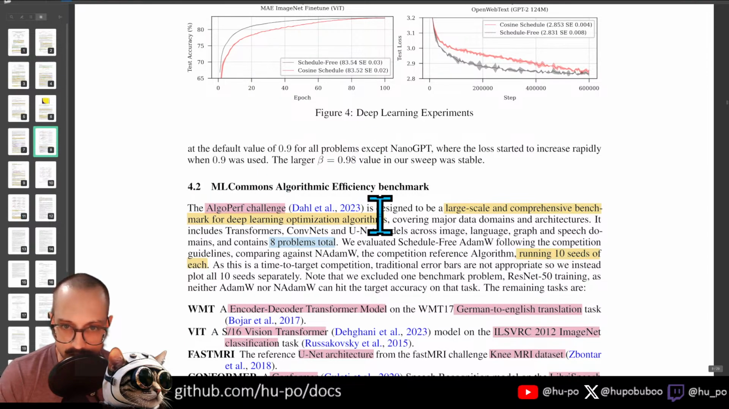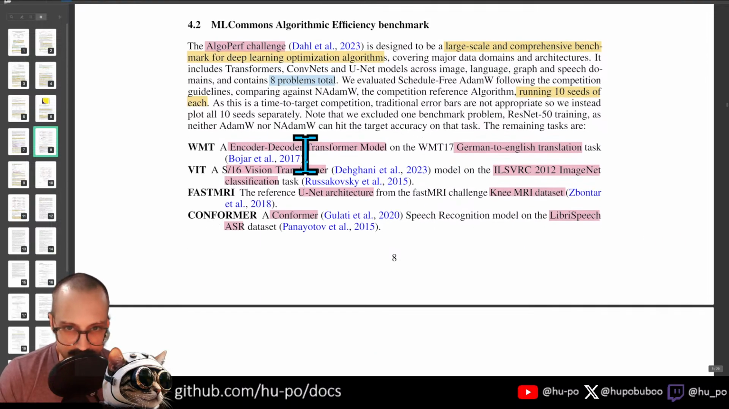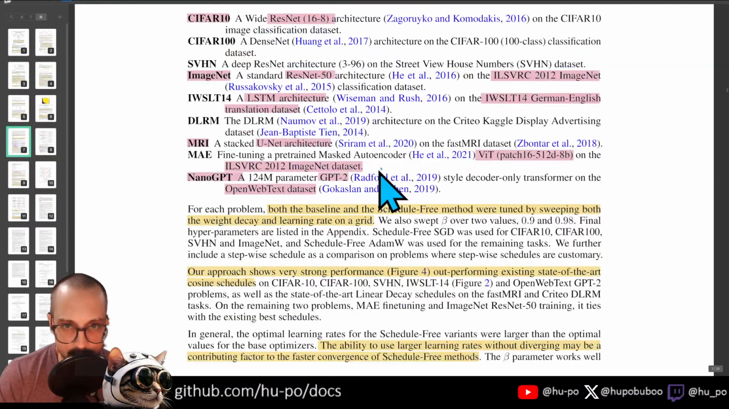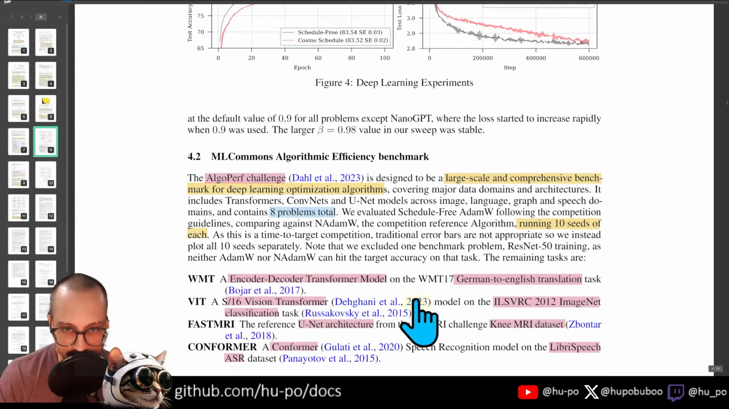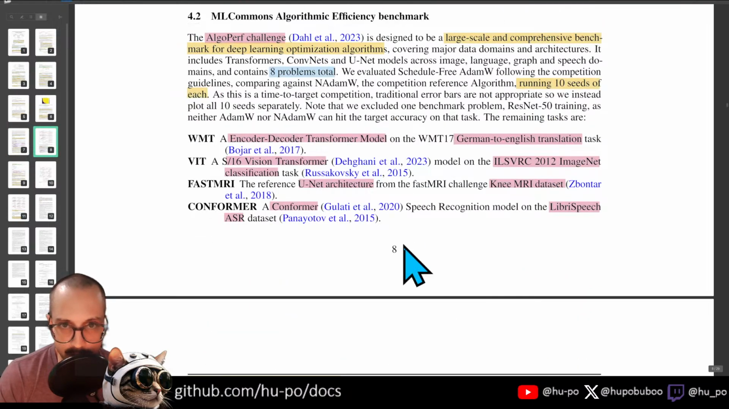AlgoPerf Challenge is a large-scale and comprehensive benchmark for deep learning optimization algorithms. It has 8 problems. This is similar to this up here, right? So this was their own version of that, but then they also used AlgoPerf, which I guess someone designed for comparing optimizers. This one is maybe a little bit more modern.